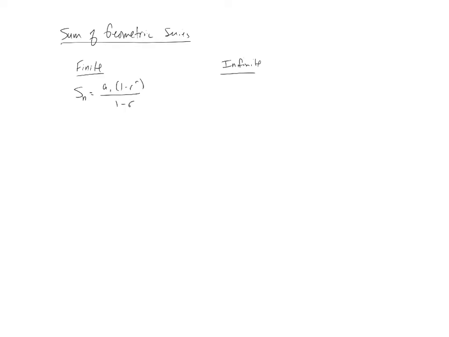Now, the conditions stem from the formula being the sum equals a sub 1 over 1 minus r when the absolute value of the ratio is less than 1. So when the absolute value of the ratio is less than 1, then the infinite geometric series can sum to this guy right here. Okay? Now, we'll start with the proof for the finite, and then we'll talk about why, under these conditions, the infinite geometric series can actually converge to a number.